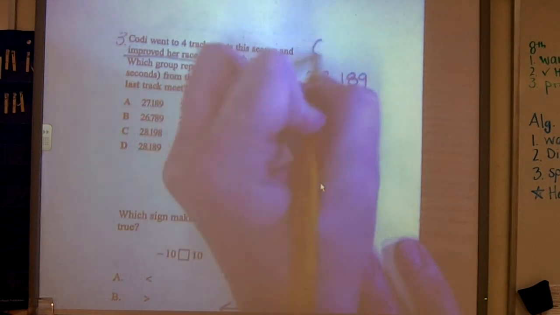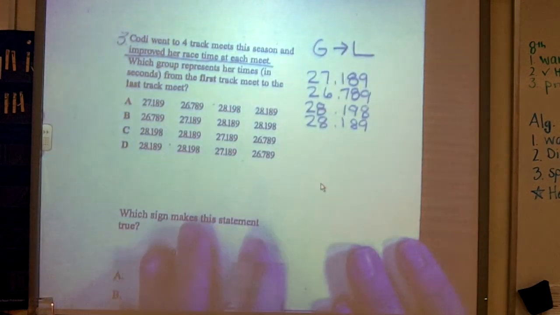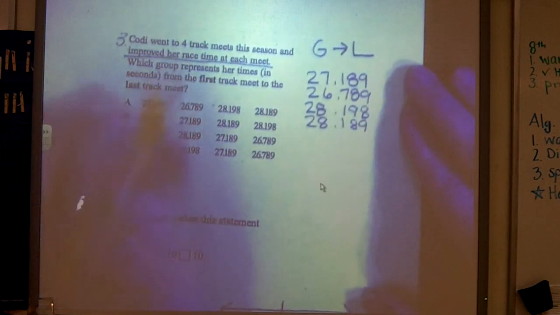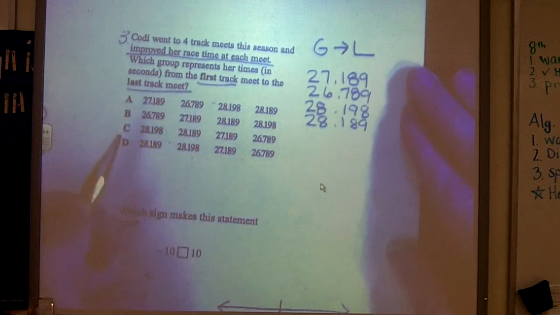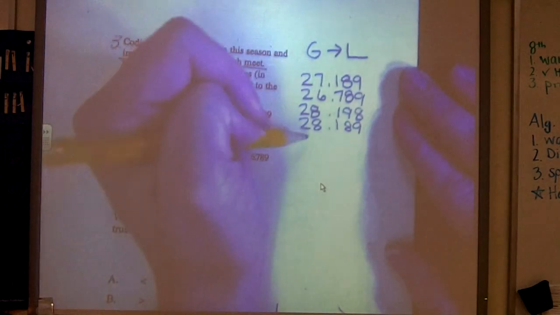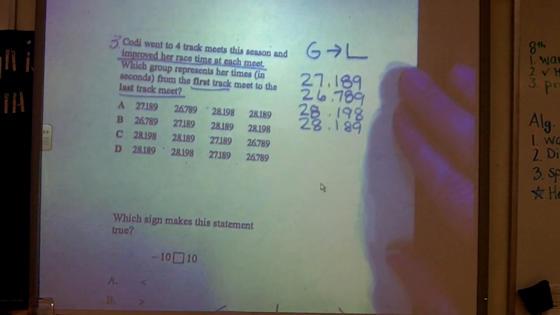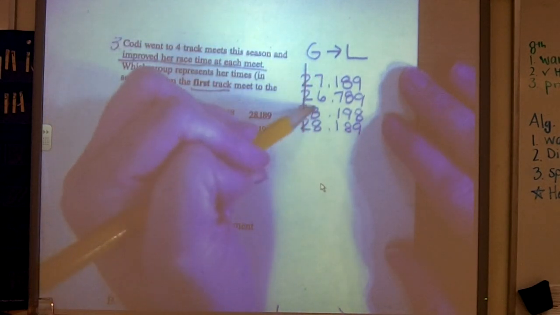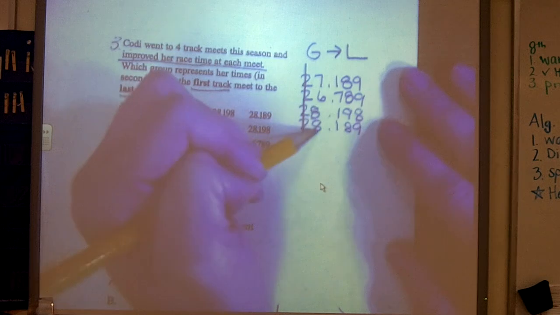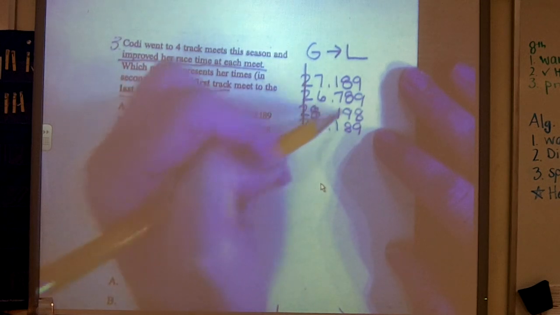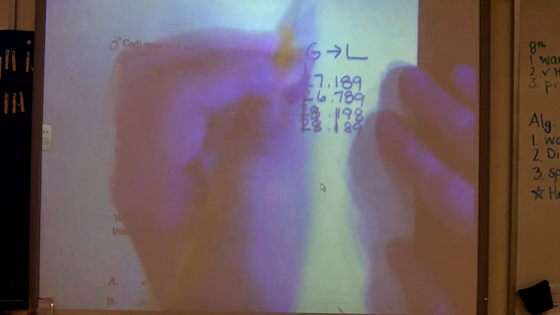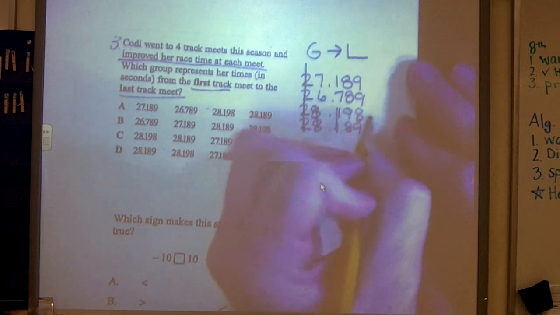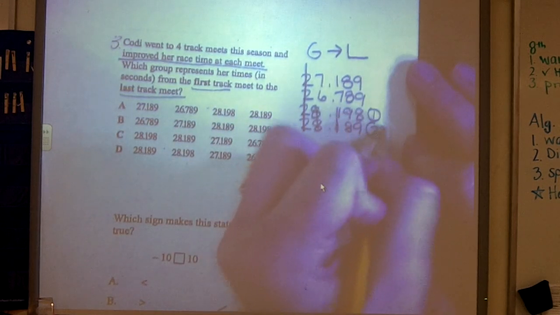So I'm actually looking for greatest to least, because it's from the first track meet to the last. So I don't have to even out any of the places, but I'm looking for the greatest number. These are all 2s. So I come down here and I know it has to be between my 8s. I scoot over, these are both 1. So now I need to decide is 9 or 8 greater, and that would be 9.